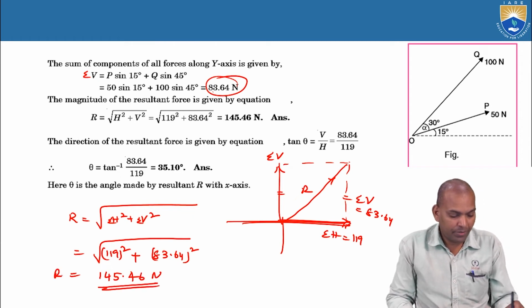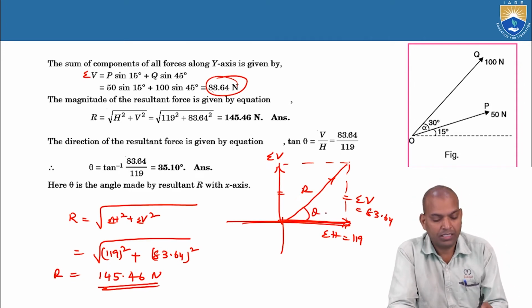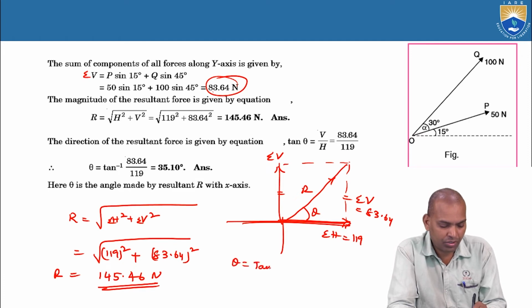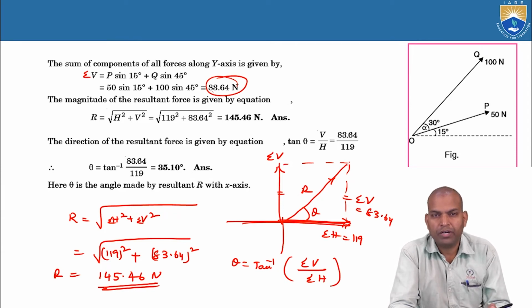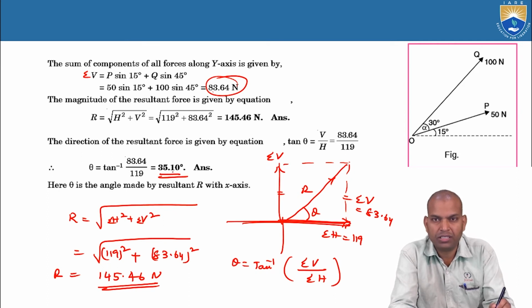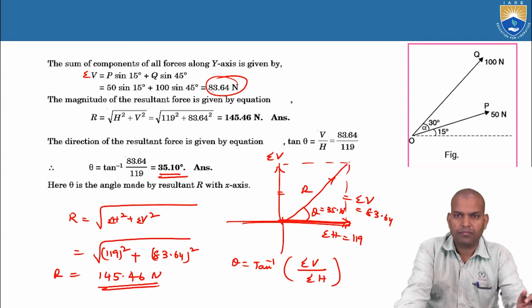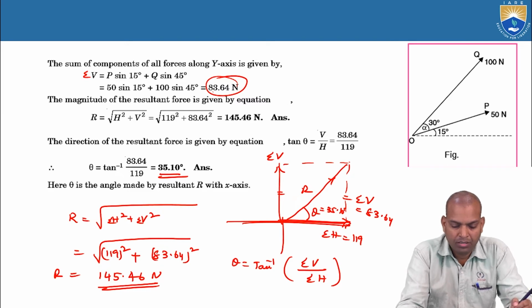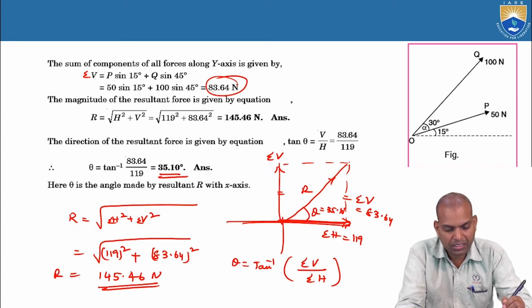Now the direction of the resultant force is theta. Theta equals tan inverse of sigma V by sigma H. Substituting the values of sigma V and sigma H, the value obtained is 35.10 degrees. This is the model we covered to find the resultant.